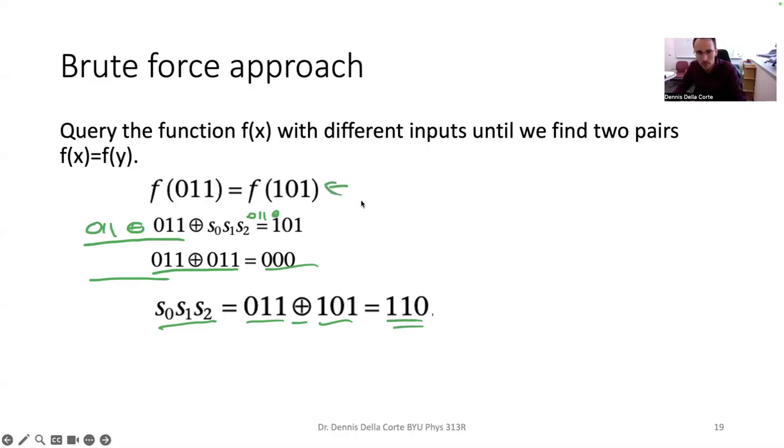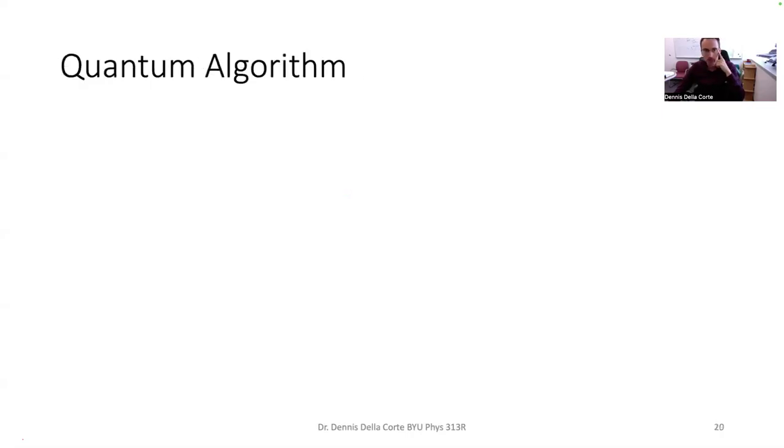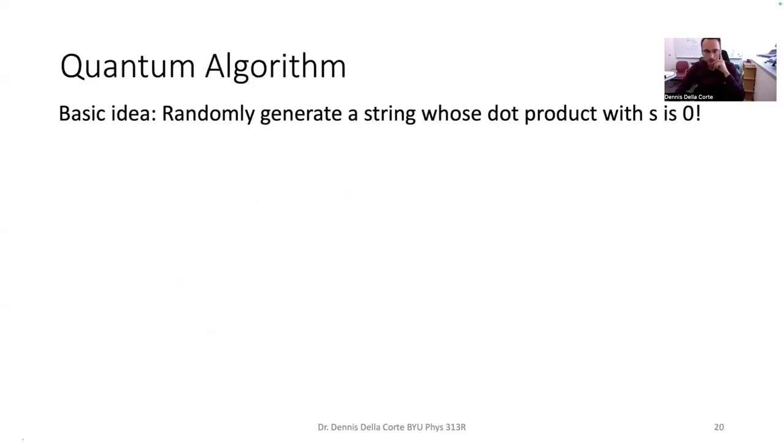And how expensive is it to find it? In the worst case scenario again, you have to go through half of the possible options and then one extra. So that can take a long time if you have a bad searching strategy. So how about the quantum algorithm? Here the idea is that we use a smart circuit to randomly generate a string that has the property of its dot product with s being 0. Okay, so that's the basic idea here.